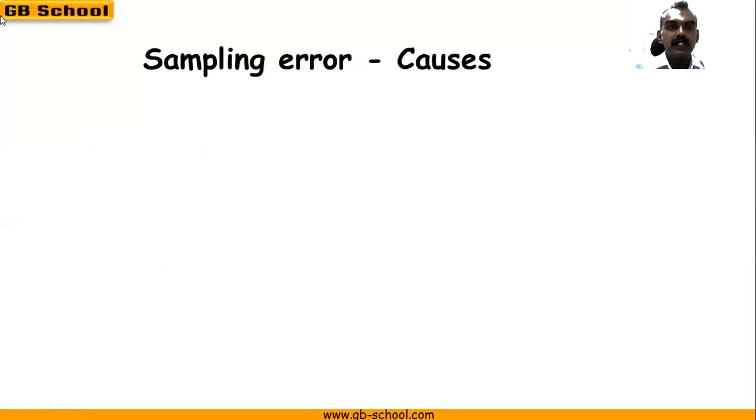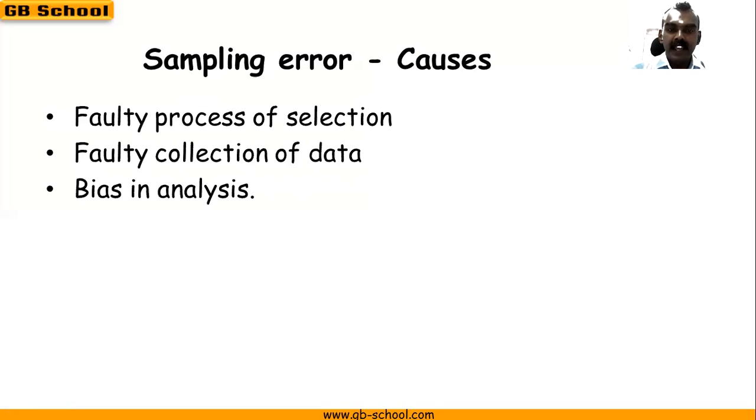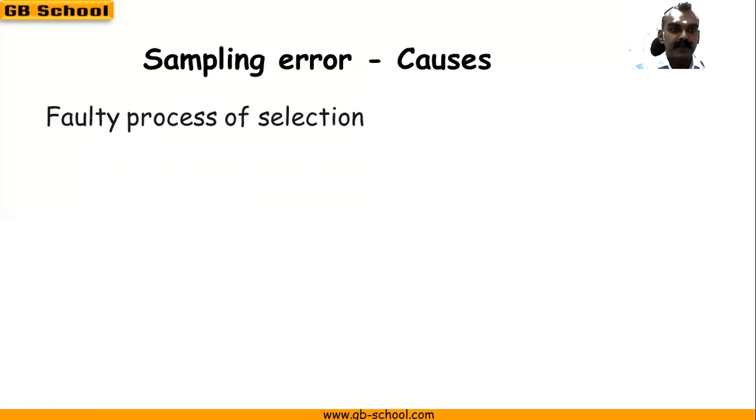Next, what are the causes of this sampling error? So there are mainly three causes: one is faulty process of selection, faulty collection of data, then bias in analysis. Let's see the first one, that is faulty process of selection.